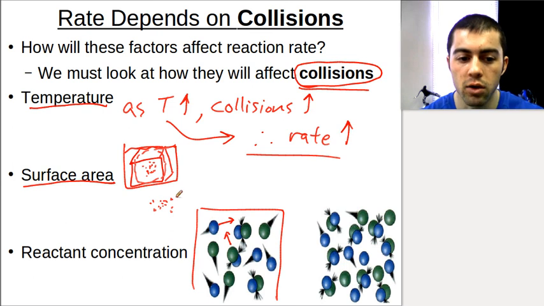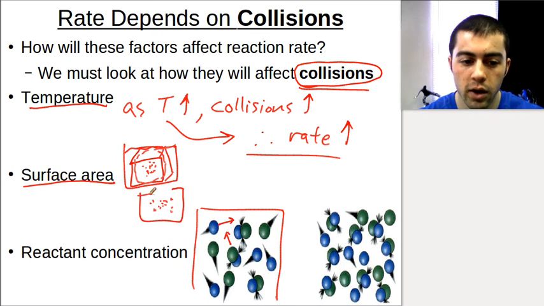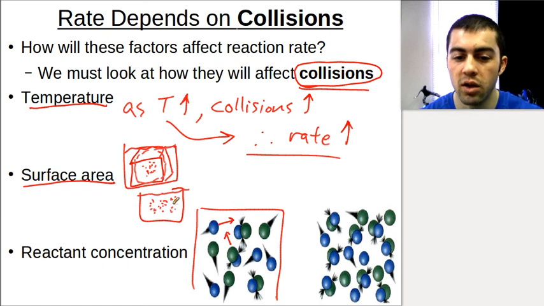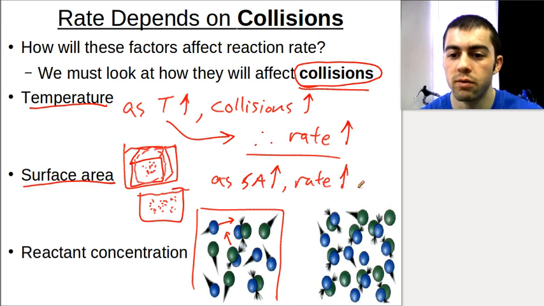If we drop a powder into the same liquid though, then what we would have is all of this exposed material here, which would be able to collide with all of the liquid or solution or whatever this actually is. This is going to have a lot more opportunity for collisions because it's a lot more exposed. So as surface area, and I'll abbreviate SA here, as surface area increases, the rate also increases because we have more of an opportunity for collisions.